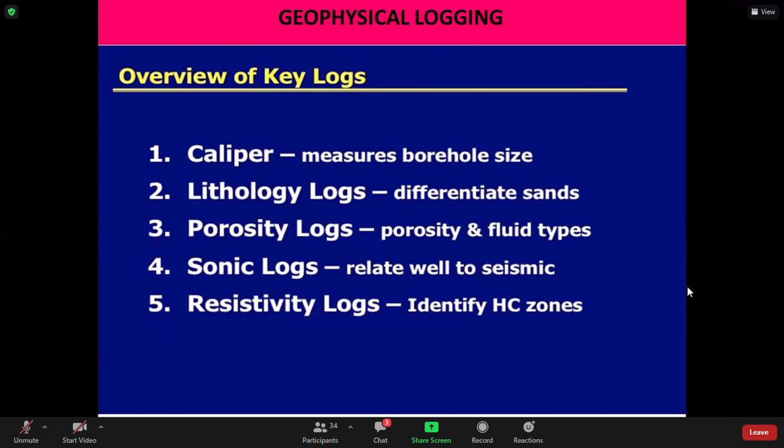The spectral gamma ray could be used in case hole logs. And we should be able to mention some examples of case hole logs, like our carbon oxygen logs, our inelastic logs. So we must be able to mention some of these post neutron. We must be able to mention some of these case hole logs and some of these open hole logs.